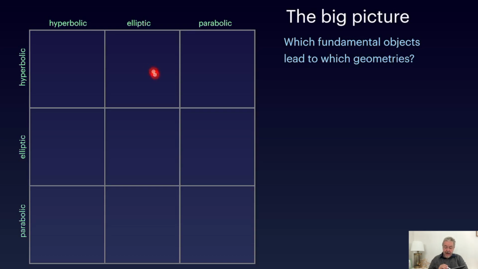You see 9 fields in that table, and I want to fill in these 9 fields, and these 9 fields correspond to measurement types of distances and angles. So you remember, distance measurement could be either hyperbolic, elliptic, or parabolic, and similarly the angle measurement could also be hyperbolic, elliptic, or parabolic. And what we want to understand is which types of fundamental objects lead to which types of measurements, and everything up to projective transformation.